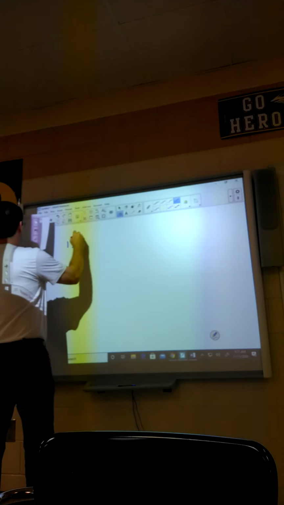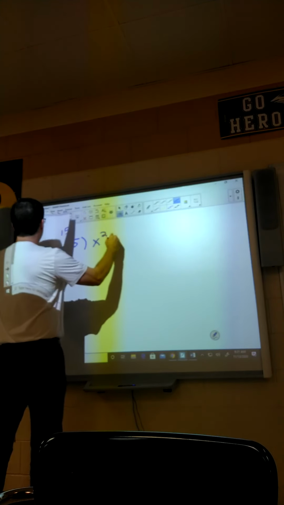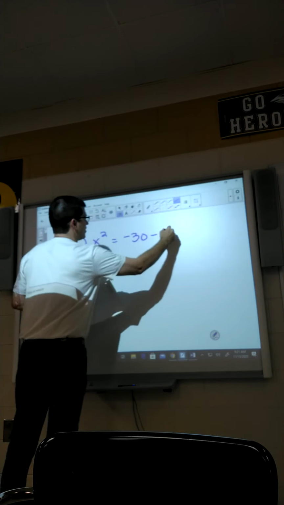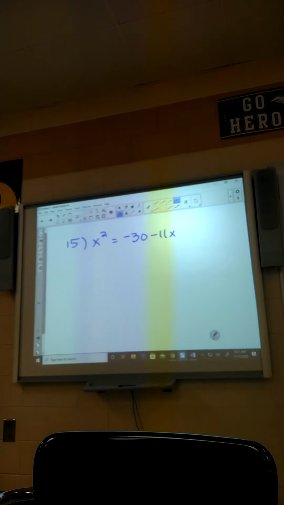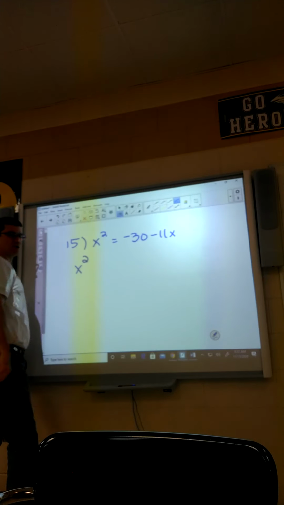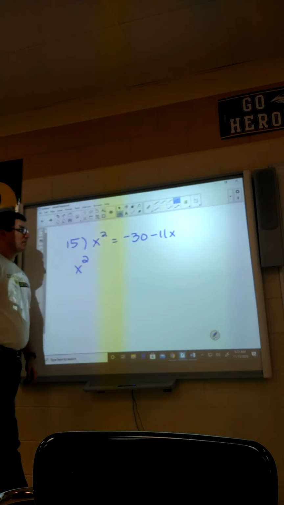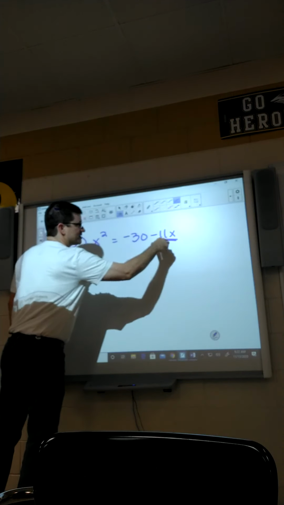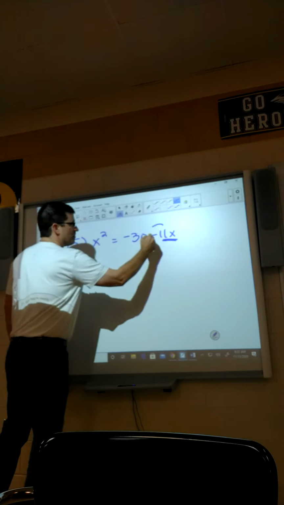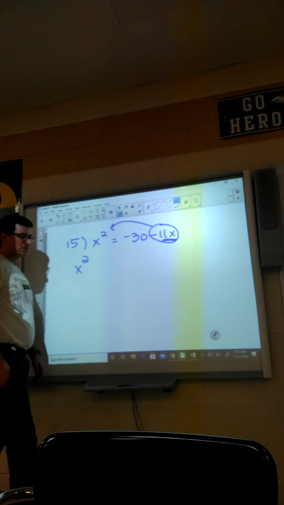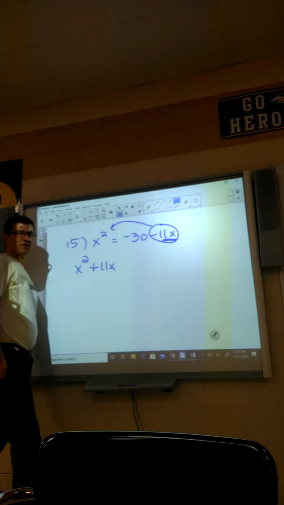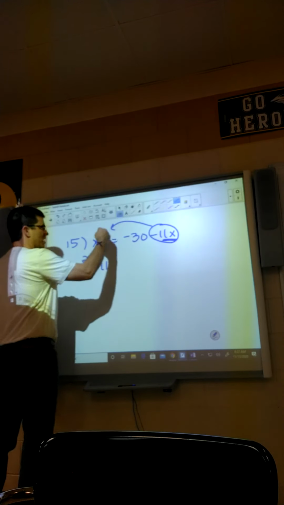All right, so 15, I got x squared equals -30 minus 11x. This one's all out of order, guys. We've got to write it in the correct order, Emberly. So everything's got to get moved over to the left side. When you move everything over, what's going to go in the first spot? X squared. The x squared always goes first. What goes in the second spot? The x. The one with the x has got to go in the second spot. So look, if it's minus 11 here and I move it over, positive 11x. And then the number without an x goes in the third spot. That would be positive 30.